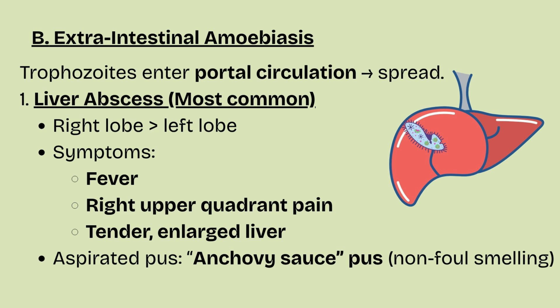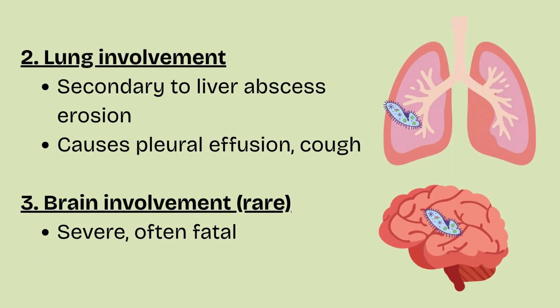The liver abscess typically occurs in the right lobe and causes fever, chills, and right upper abdominal pain. The patient may also have a tender enlarged liver. The pus inside the abscess is often brownish and sticky, and it is described as resembling anchovy sauce. In rare cases, the parasite spreads to the lungs, causing symptoms like cough, chest pain, and reddish-brown sputum. Rarely the parasite reaches the brain, producing amoebic brain abscesses, presenting with severe neurological symptoms and carrying a high fatality rate.